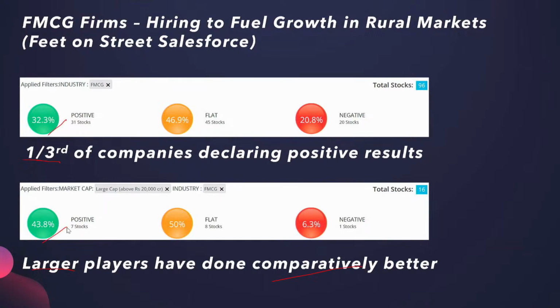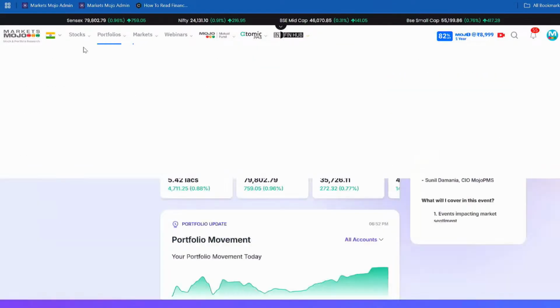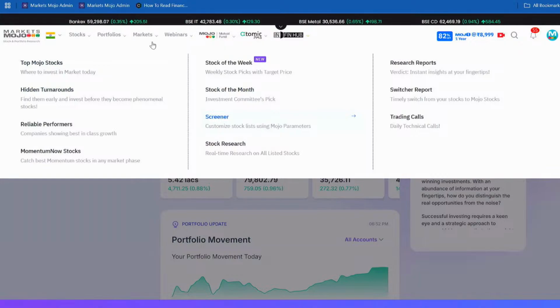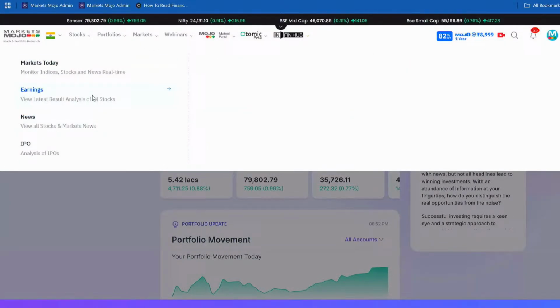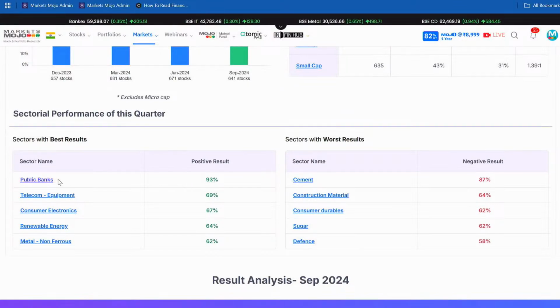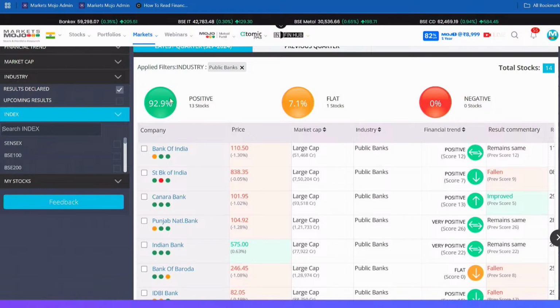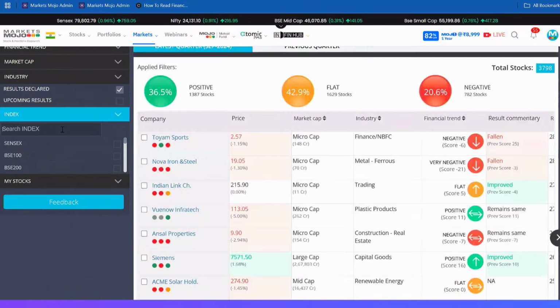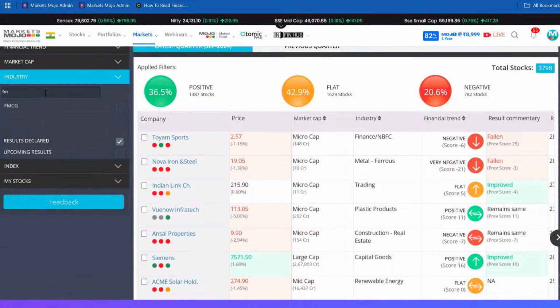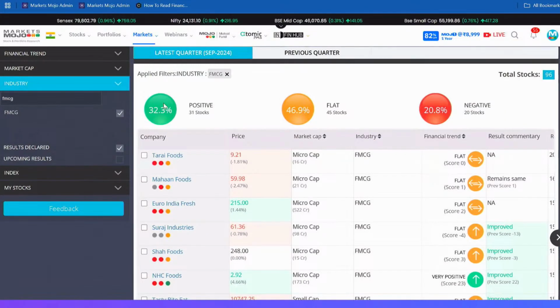Okay, I can also take it on the site and actually show where you get this particular data. You can simply go to the result corner over here. Okay, and you can see here different sectors, different performance. Let's go on public banks, for example. Over here, there is a filter to look at the result performance only for FMCG companies. Okay, you can either go from the index or you can go to the industry and search for FMCG companies. Okay, you can see here 32%. This is what I highlighted in the particular screen itself.